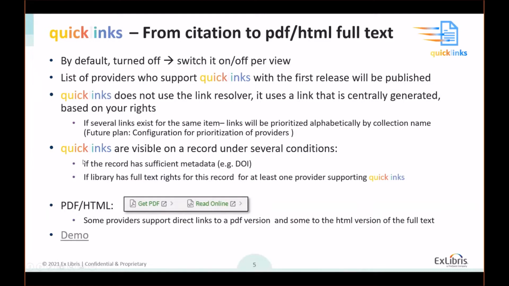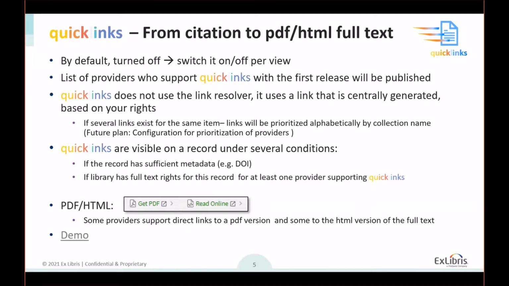As I said, quick links are going to be visible if they meet several conditions: if the record has sufficient metadata, like the DOI, and one of the links to the record, and if the library has the rights, because we are generating the link based on the rights that the library holds. So if you have rights to at least one of the providers that supports a quick link. So this is the term.